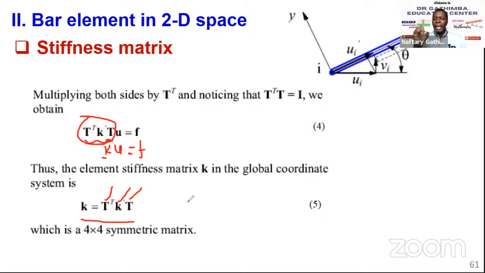Elemental stiffness matrix in the global coordinate system. So it's not for all elements, for a structure. It is one element in the global coordinate system. So we can express the elemental stiffness matrix for a single element in the global coordinate system, so that all of them are in the global coordinate system. We can then assemble using this expression.